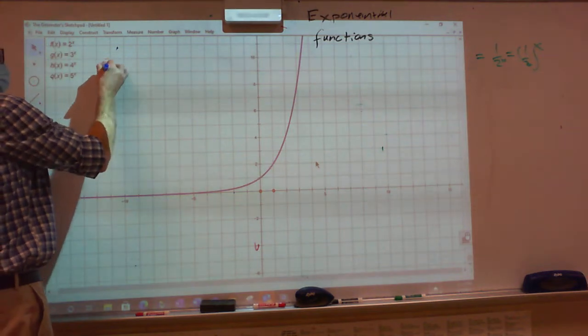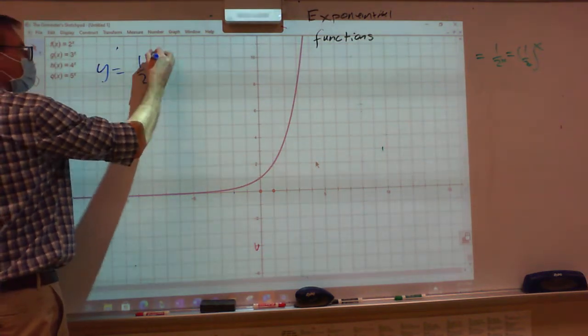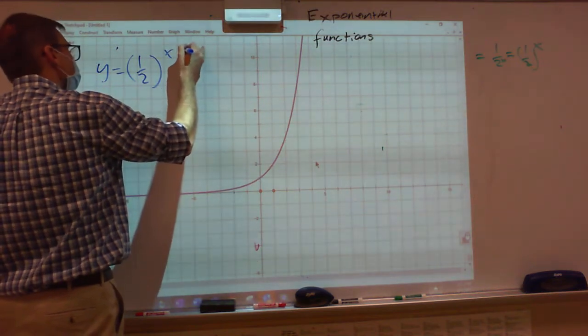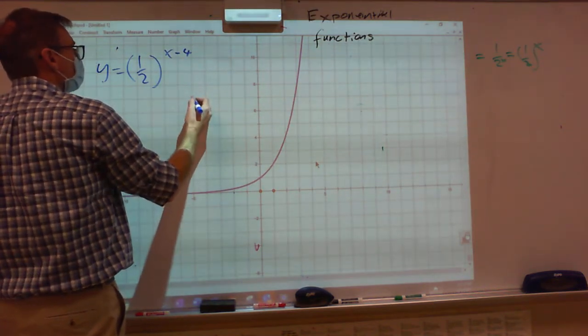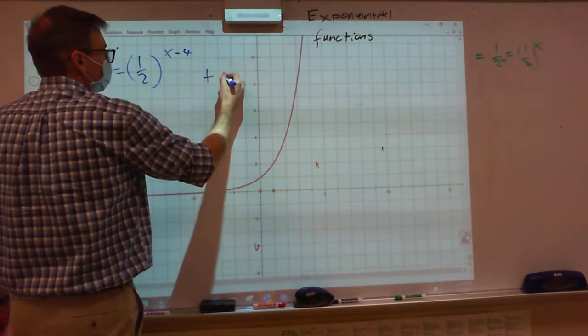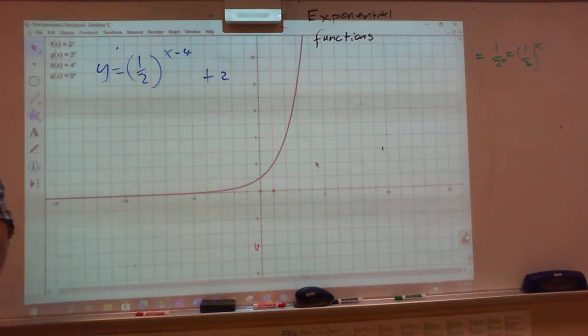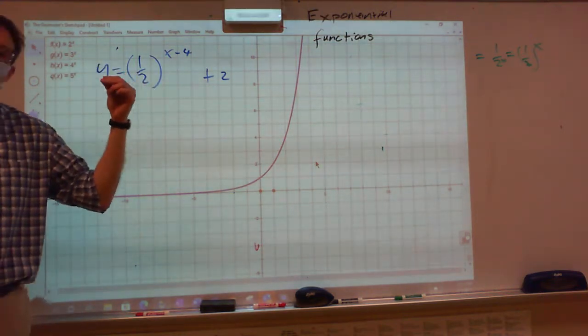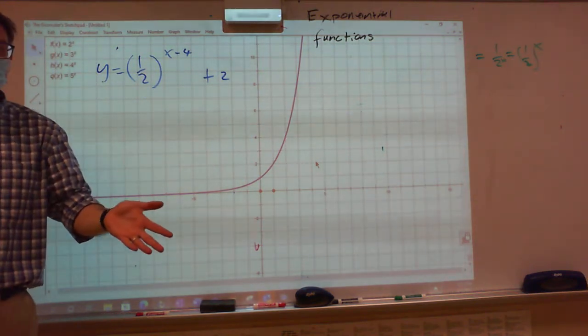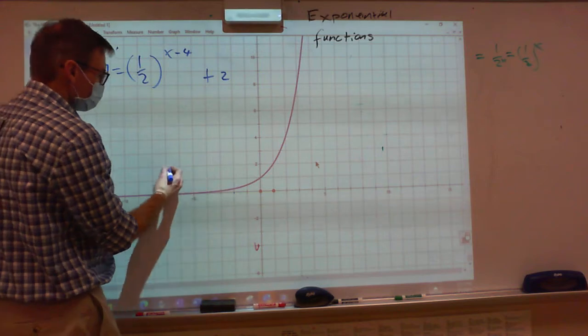Let's say I give you y is equal to 1/2 x minus 4 plus 2. Let's see what this graph looks like. First, where's the asymptote? Is the asymptote easy to find? So we get our asymptote at 2.